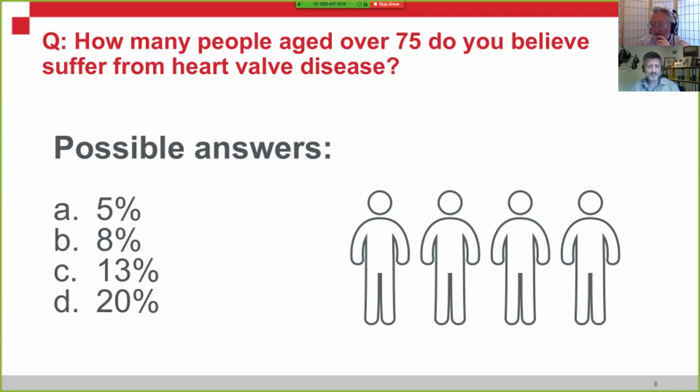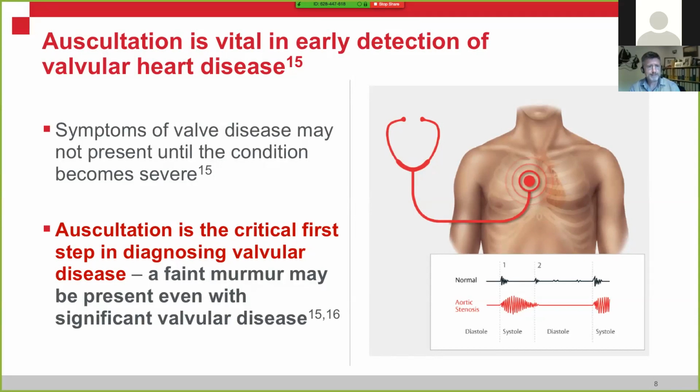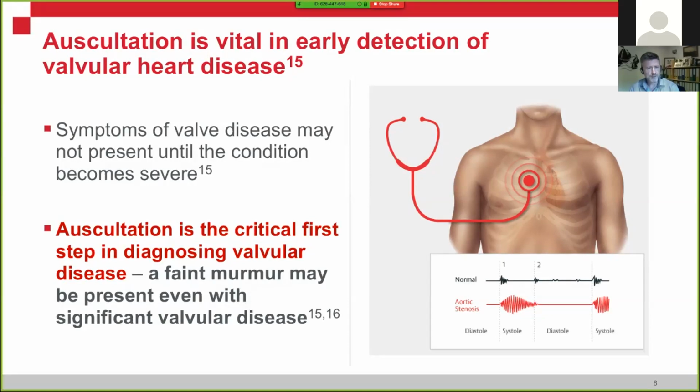It's actually C, so about 1 in 3, sort of 1 in 7 or 8 of our patients will have some form of valvular heart disease. And obviously that number is going to increase over time with the changing demographics. So a bit like atrial fibrillation and hypertension, this is something that we really do need to be increasingly vigilant about and aware of. Symptoms of valve disease may not present until the condition becomes relatively severe. So again, the earlier we can pick it up, the earlier we can think about potential intervention, whether those are medical or later on surgical intervention.